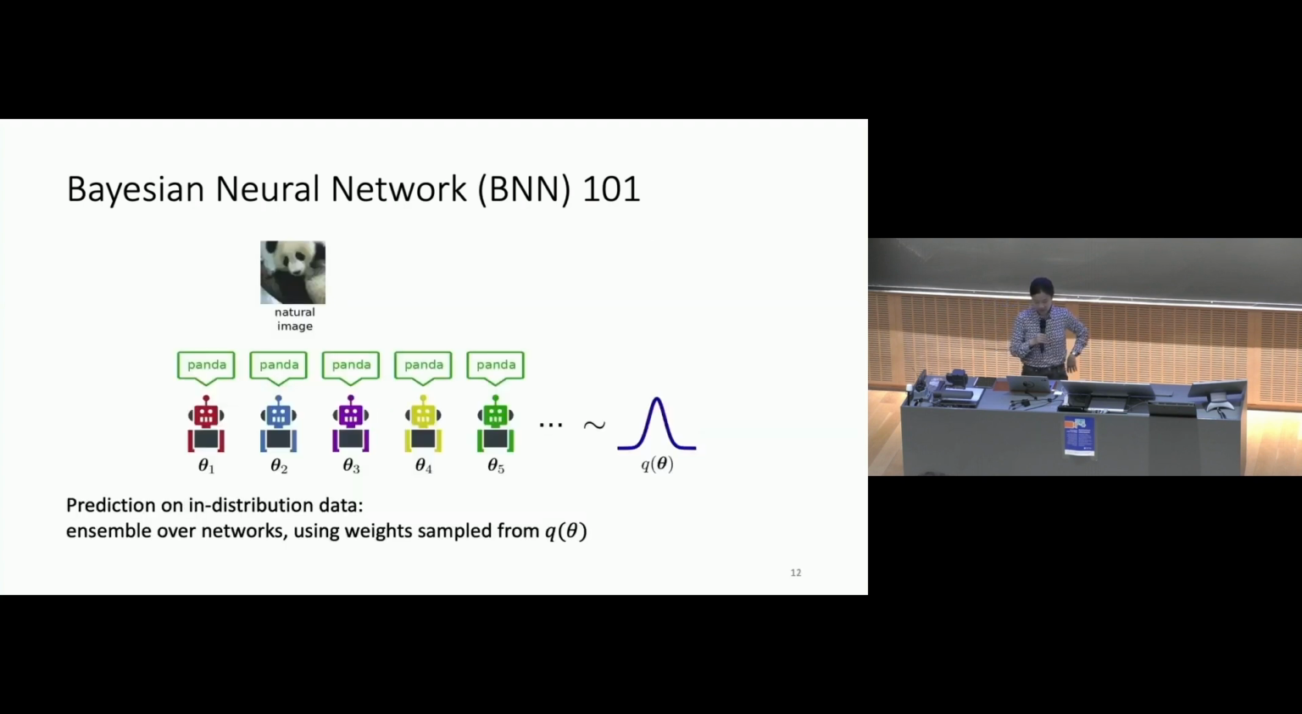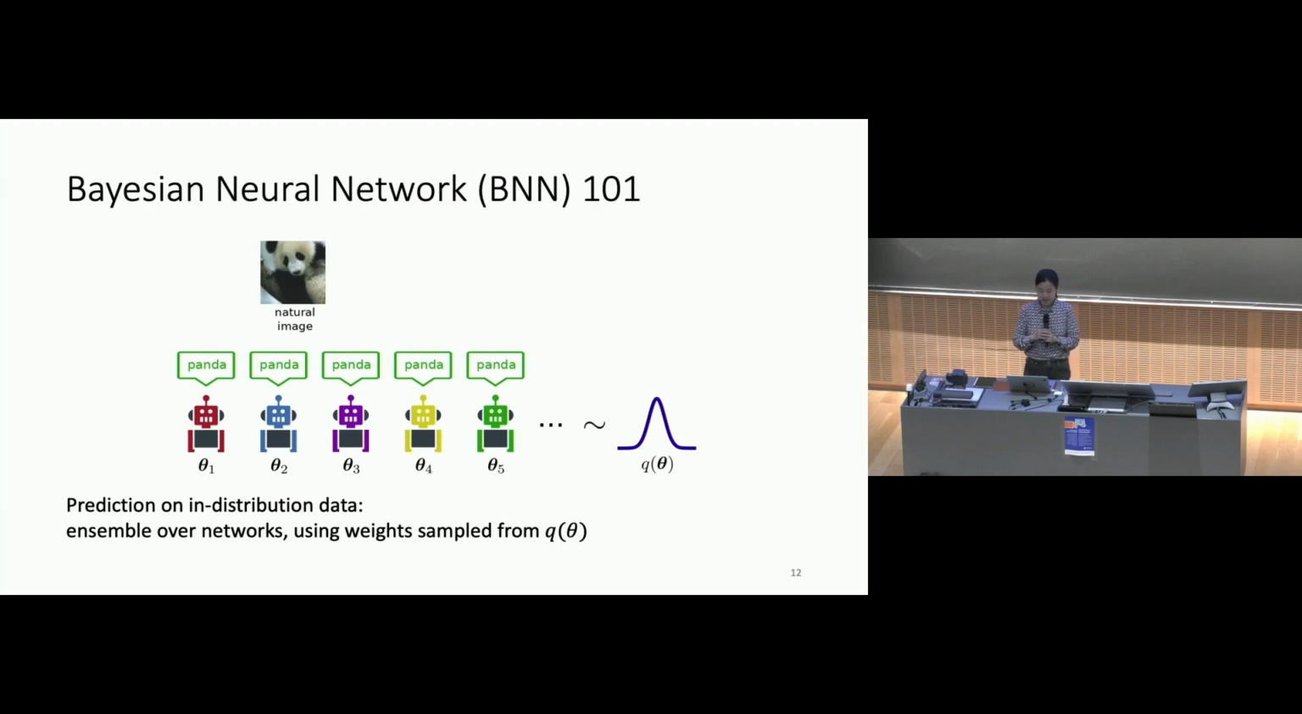So let's see how this can work. I will say that the quality of approximate inference is key to the performance of the Bayesian neural network. Let's see why this is the case. First, you can think of a Bayesian neural network as an ensemble, but it is actually an ensemble of an infinite number of neural networks because you have a distribution over the weights.